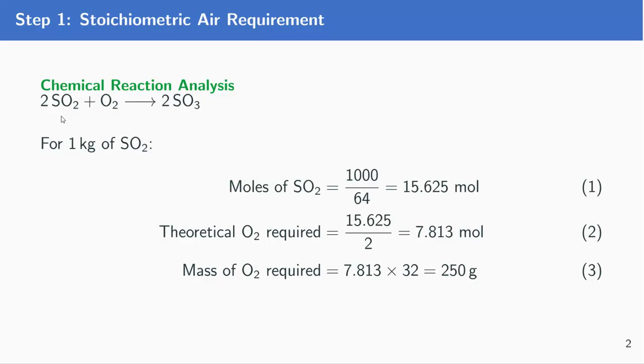From the reaction stoichiometry, 2 moles of SO2 need 1 mole of oxygen. So 15.625 moles SO2 need 7.813 moles of oxygen. So the theoretical oxygen required is the amount of SO2 divided by 2, that is 7.813 mole. Now the weight of 7.813 moles of oxygen is 7.813 times the molecular weight 32. So that will give 250 grams.